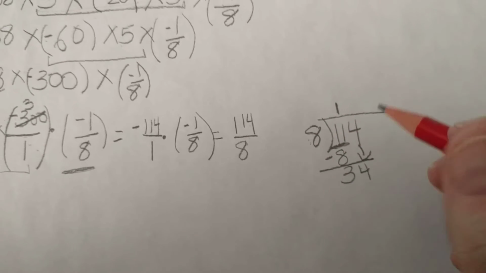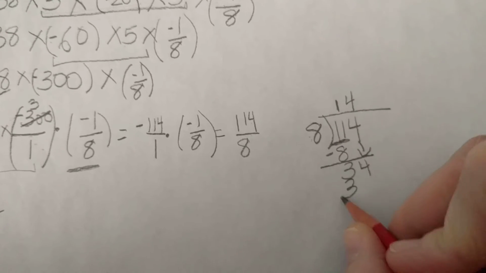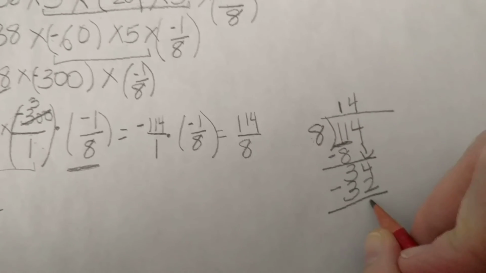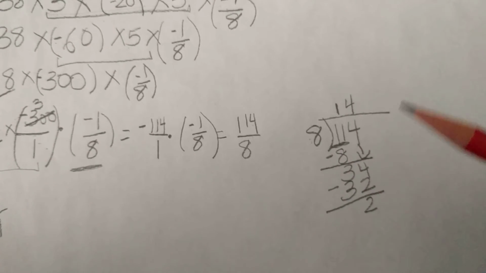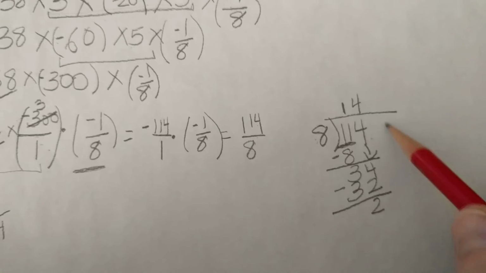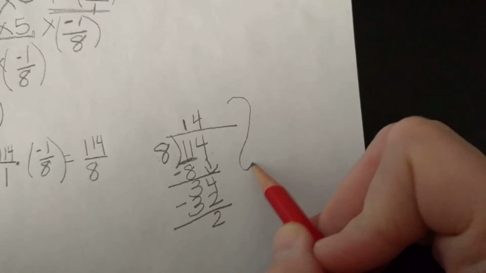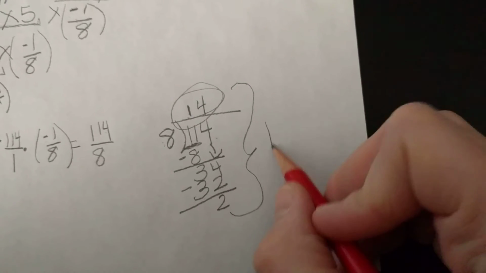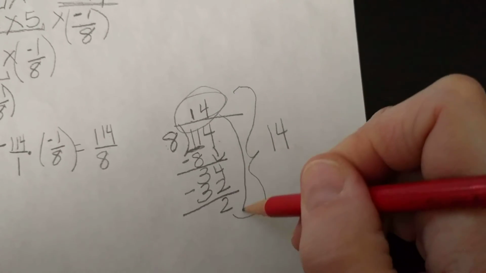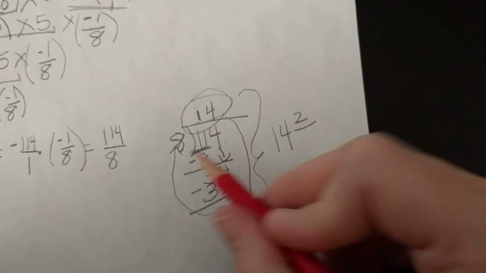8 goes into 34. 8 times 4 is 32. 2 left over. Stop here, so we're not going to a decimal. You could if you want. If you wanted to, you add a decimal and a 0, and I think you need to go 2 more decimal places. So my final solution: 8 goes into 114, 14 whole times. There are 2 left over out of groups of 8.